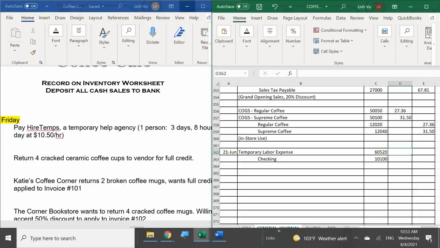How much am I going to write this check out for? If I'm paying for one person to work for 3 days for 8 hours, and I'm going to pay them $10.50 an hour, how much am I going to pay to hire temps? $252.